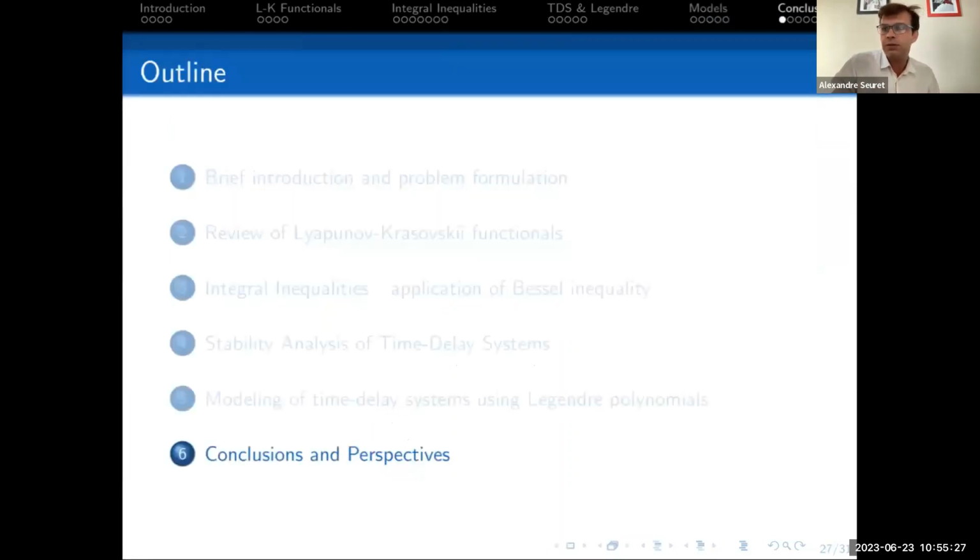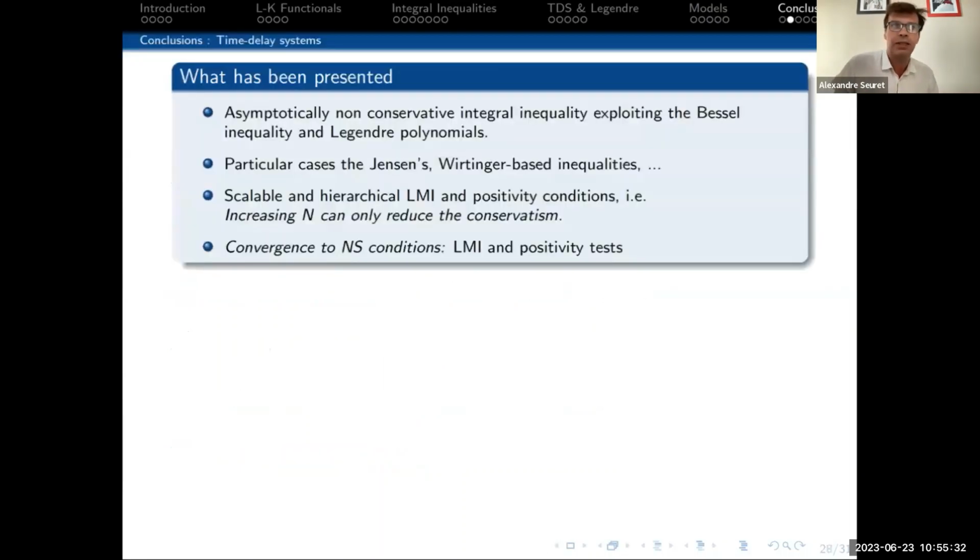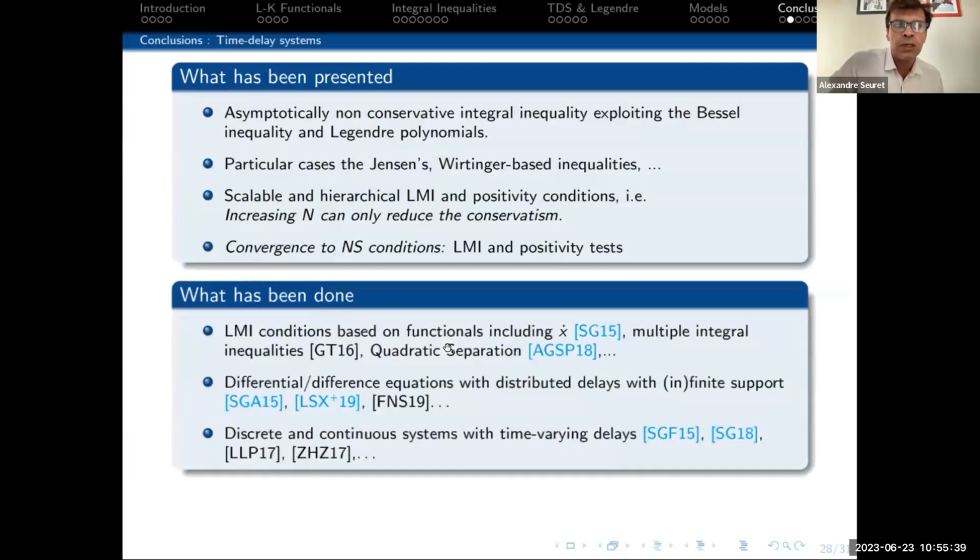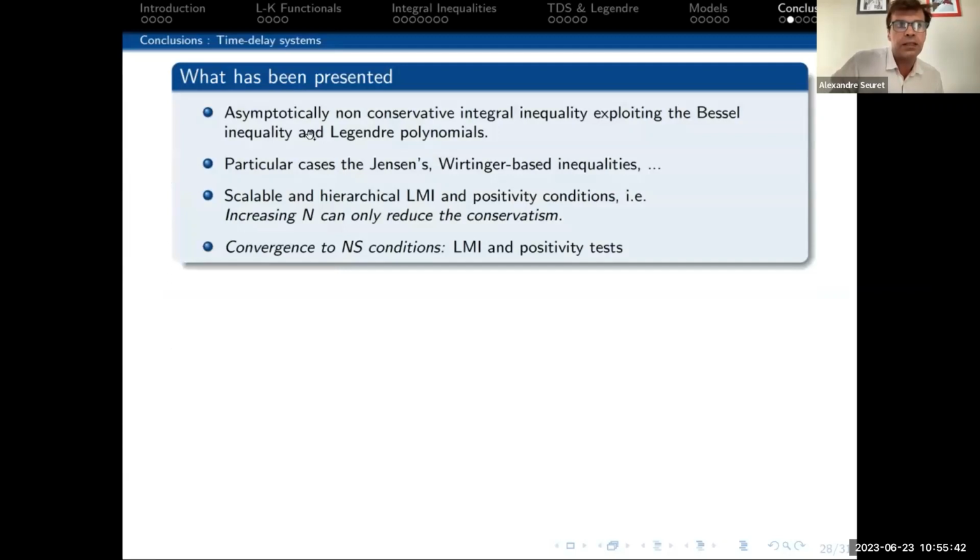So this drives me to the conclusion of my talk. I talked a lot, and I hope that I did not go too fast or too slow. What I presented here is related to integral inequalities, which are asymptotically non-conservative and that are based on Legendre polynomials. We have presented that these general inequalities are related to Jensen inequalities and Wirtinger-based inequality.